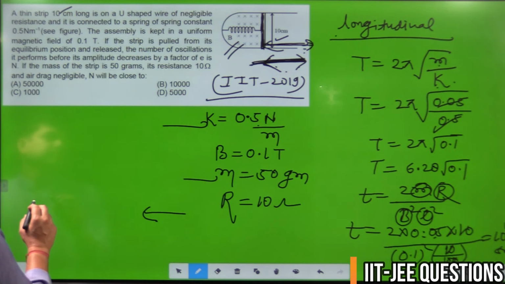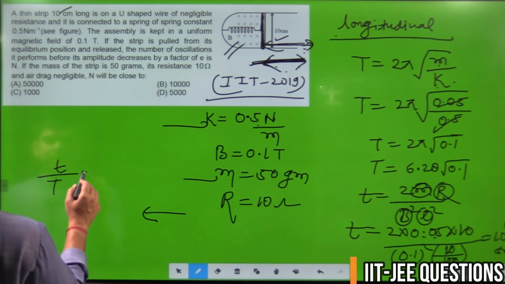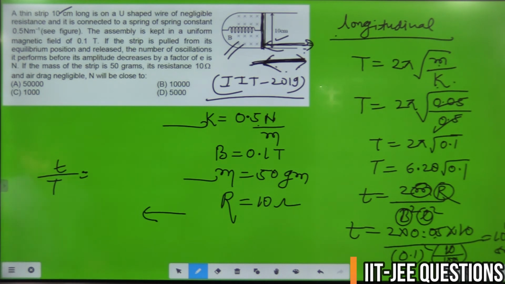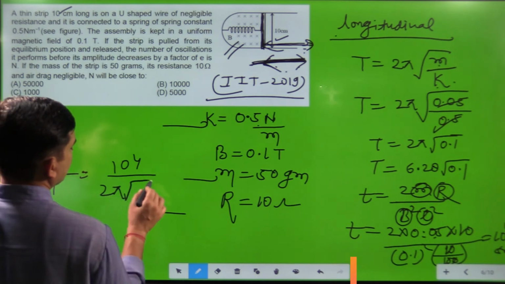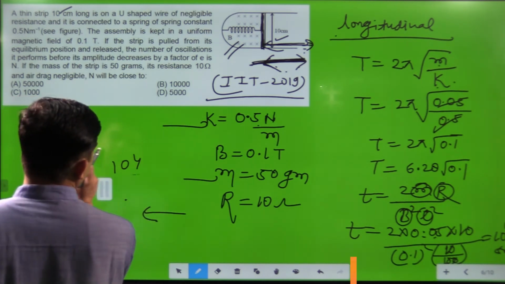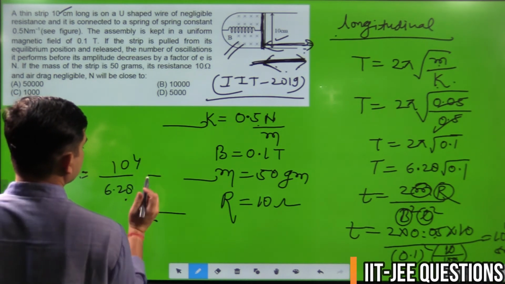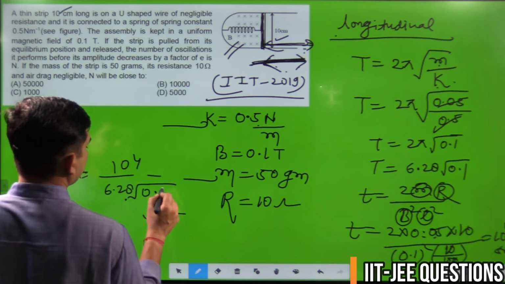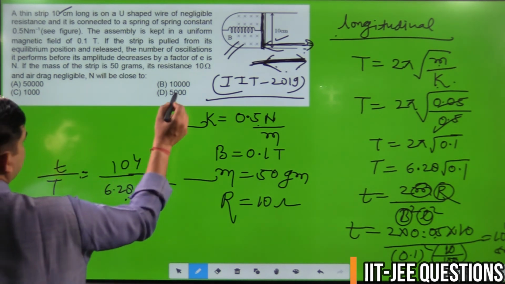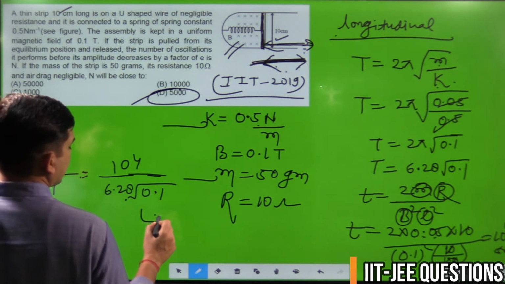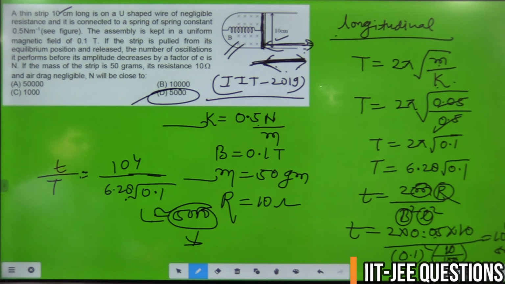Finally, small t upon capital T naught will be 10 to the power 4 upon 2 pi root 0.1, or we can say 6.28 root 0.1. I think your answer will be nearby 5,000, approximately 5,000.